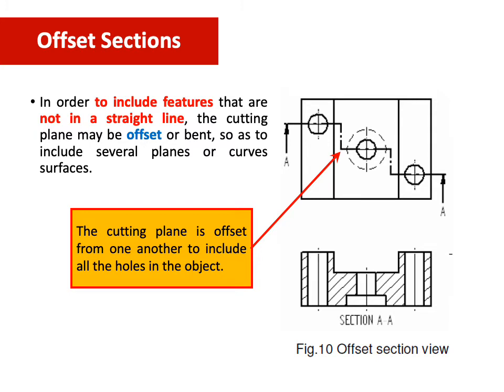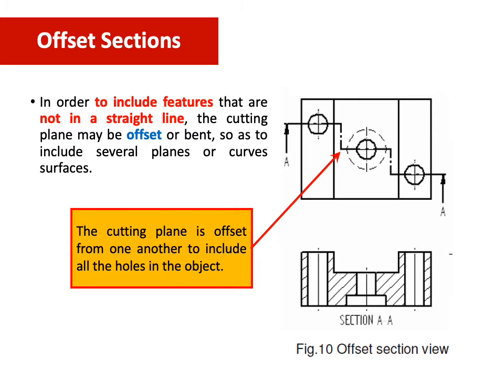Okay, so there's another one. We have learned about the full section and the half section. So this one would be the offset section. The offset section is where you still cut it, but it's not going to be in a straight line. It needs to be bent.